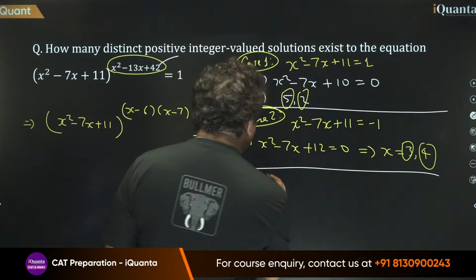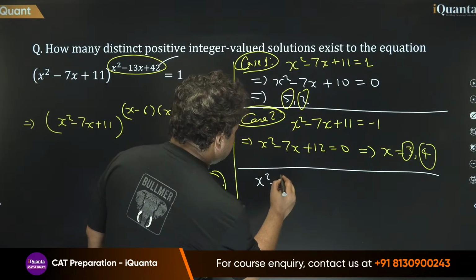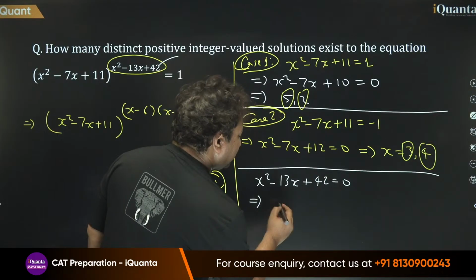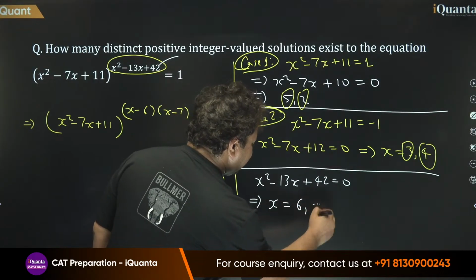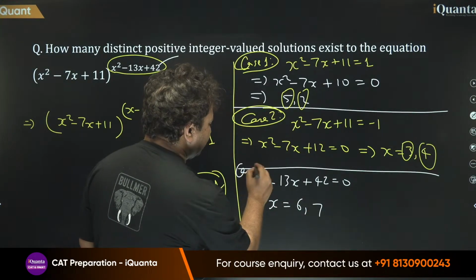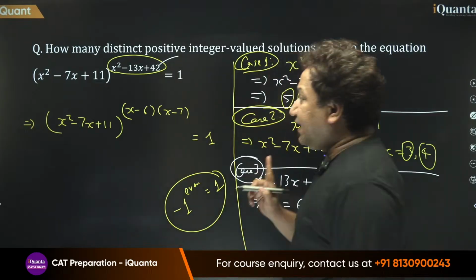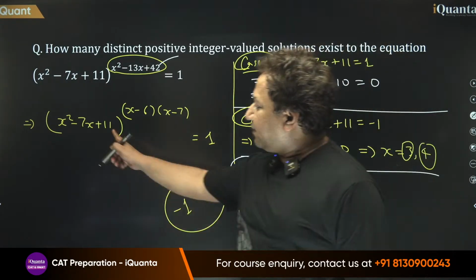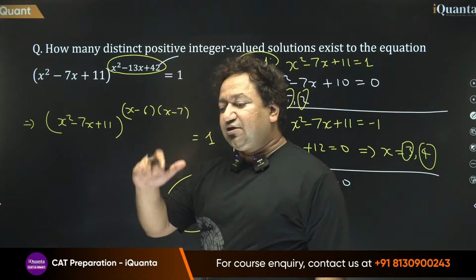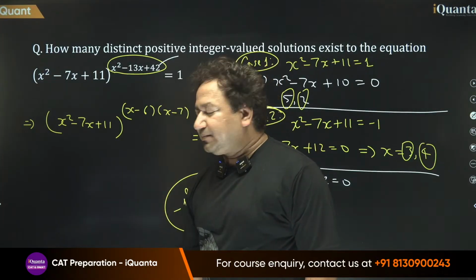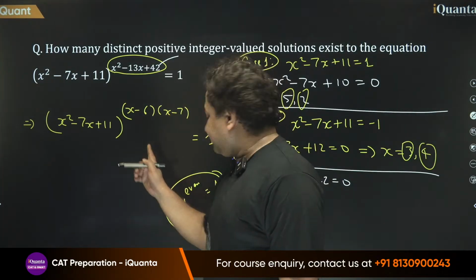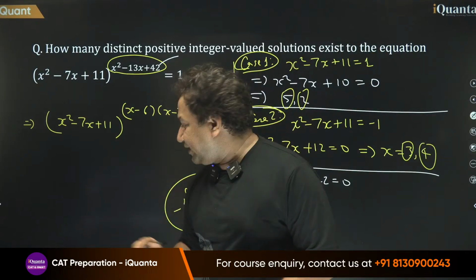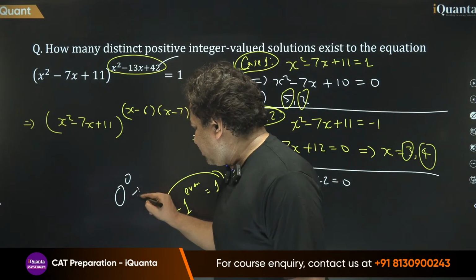So power is 0. x square minus 13x plus 42 will be 0 at what possibilities? At x equal to 6 and x equal to 7. That is case 3. But it isn't finished yet. It is very important to check that at these values of x the base hasn't become 0, because 0 to power 0 is not defined. Do you understand? If power is 0, the base can't be 0. Is that clear? 0 to the power 0 is not defined.